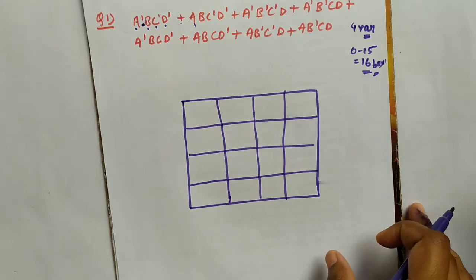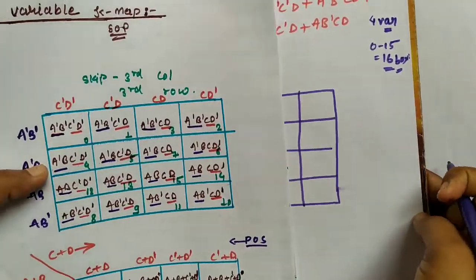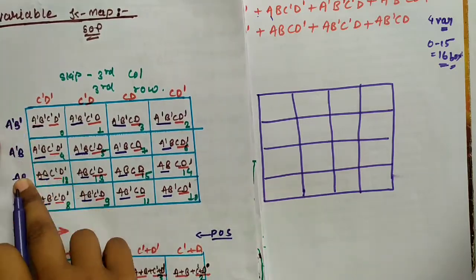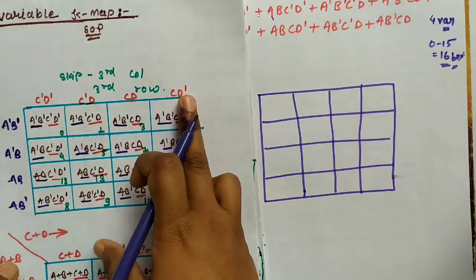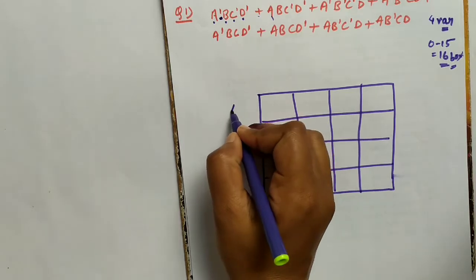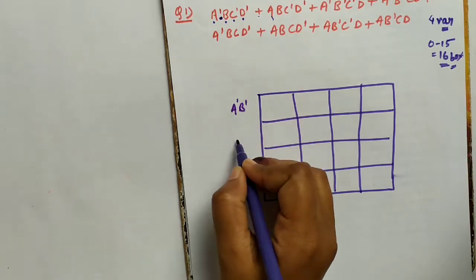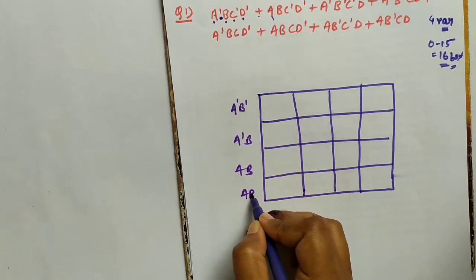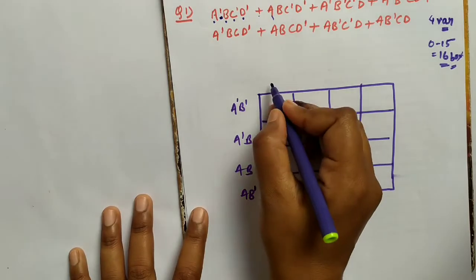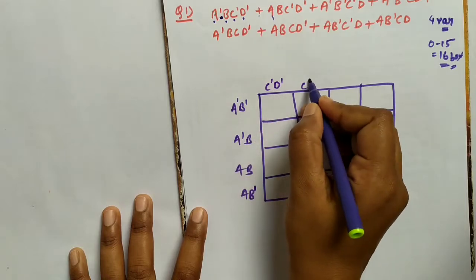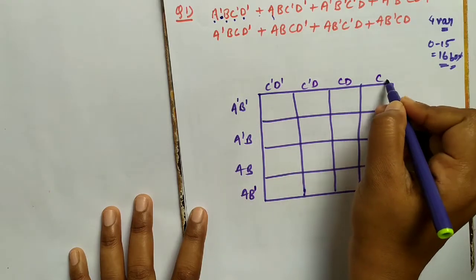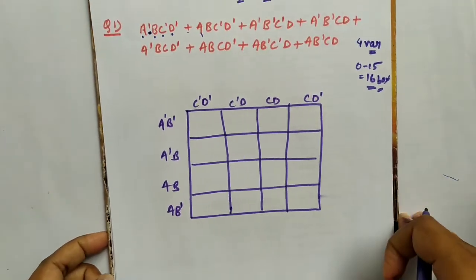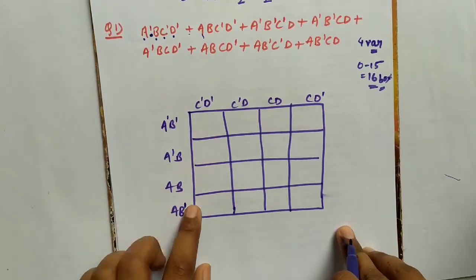So we can write the values here, these are the row values and column values. Row values: A dash B dash, A dash B, AB, AB dash. Next, column values: C dash D dash, C dash D, CD, CD dash. These are the terms. Next, put the values in the boxes.